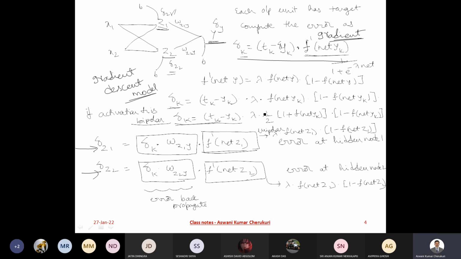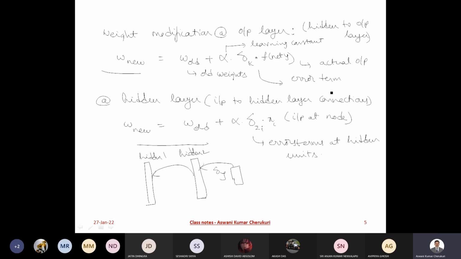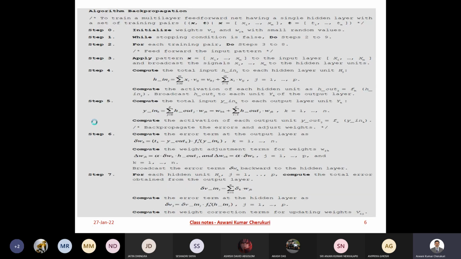Okay, and that gets propagated to the input layer. Okay, so in fact, I have already given, if your activation function is a unipolar sigmoidal activation function, that means 1 by 1 plus e power minus net, the way you have to calculate, that also we discussed, right? So these things we have discussed. Then we also discussed the way the weights are to be modified. How the weights are to be modified at the output layer. Similarly, the weights to be modified between the input layer and the hidden layer. Okay, so these things we have discussed in the previous class, and this is the algorithm.